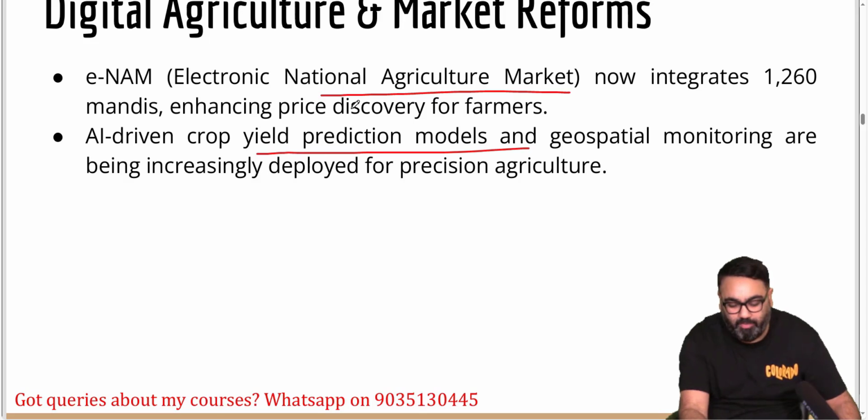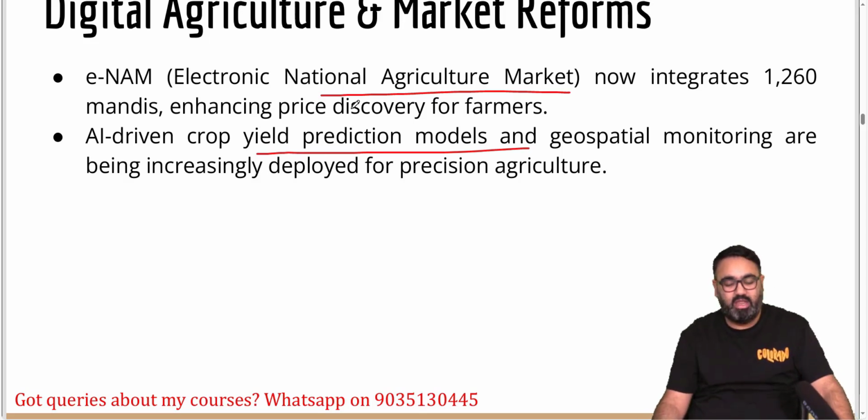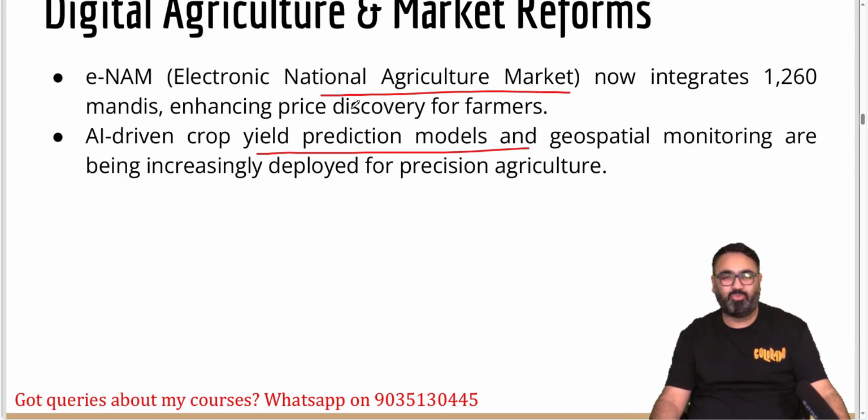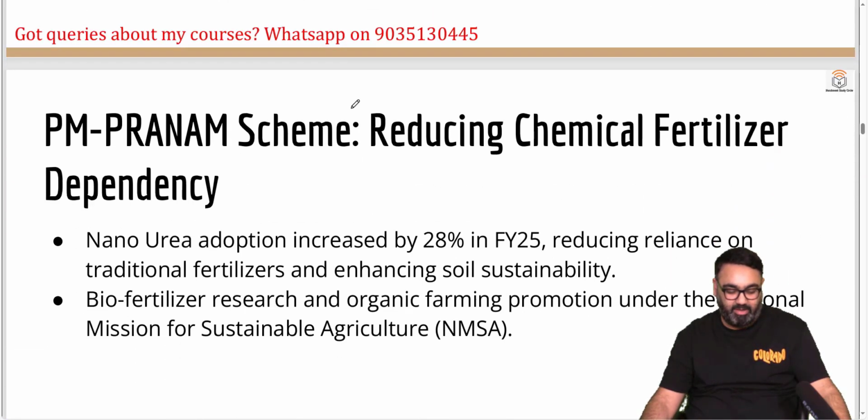AI driven crop yield prediction models have also been used. This is a part of precision agriculture. This is important so that the estimates of the growth can be much more accurate. Banks also rely on all this information to give out loans to the farmers.